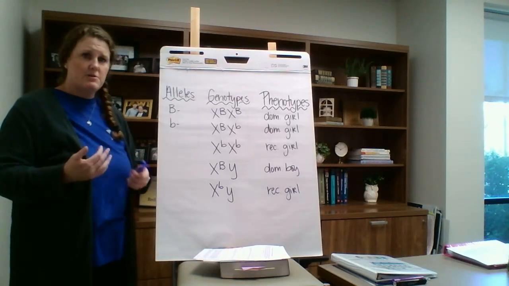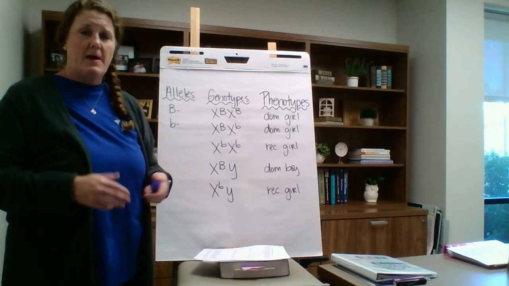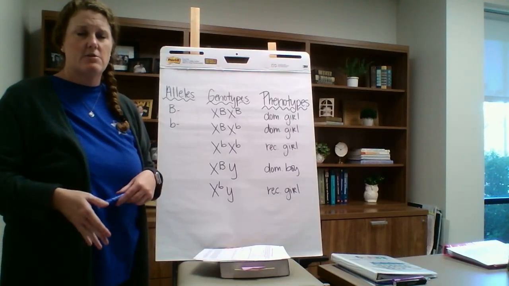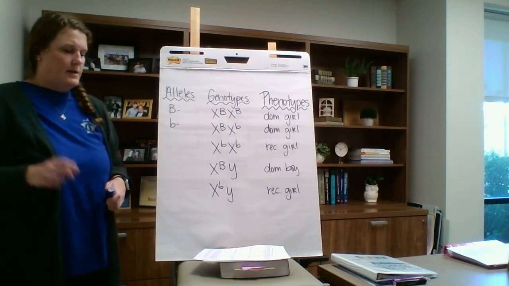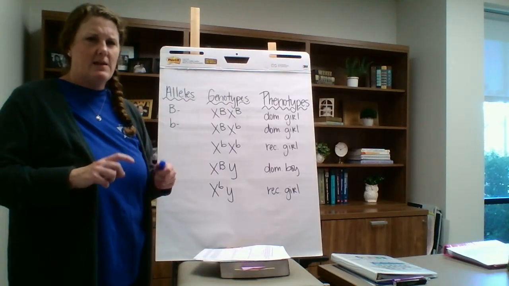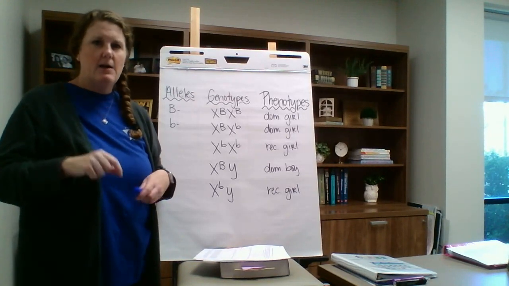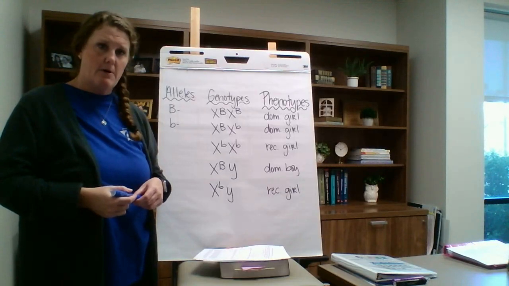Now, if it's a sex-linked trait, it's a little bit different because this means that it is on the chromosomes on pair 23. It's either going to be on the X chromosome, and we call that an X-linked trait, or it's going to be on the Y chromosome, and we call that a Y-linked trait. Now, as I mentioned in our notes, the Y-linked traits are not very common because there's very few genes on that little tiny Y. So normally when we're talking about sex-linked, we're talking about X-linked, all right?